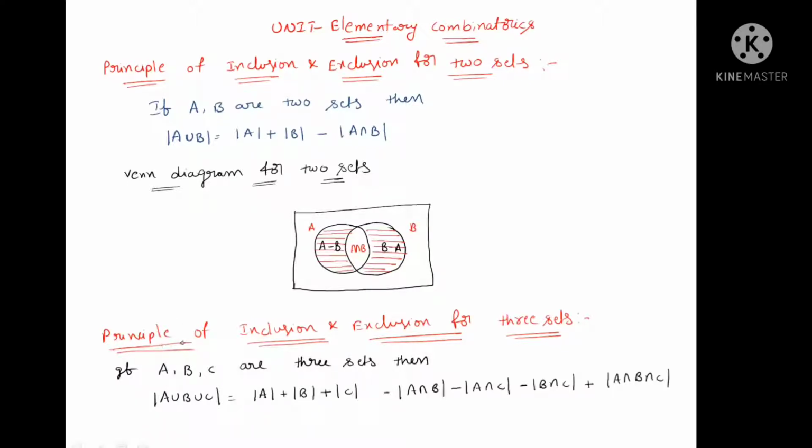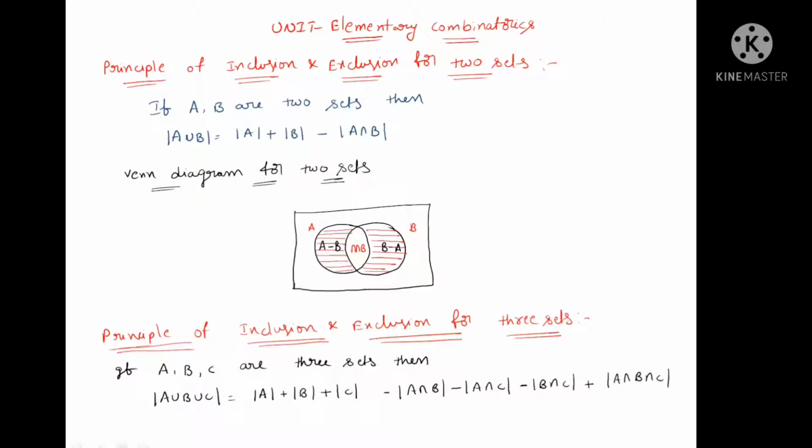In the same way, we have the principle of inclusion and exclusion for three sets. So A, B, C are three sets. Then mod A union B union C equals mod A plus mod B plus mod C minus mod A intersection B minus mod A intersection C minus mod B intersection C plus mod A intersection B intersection C. Okay. Now coming to the problems.